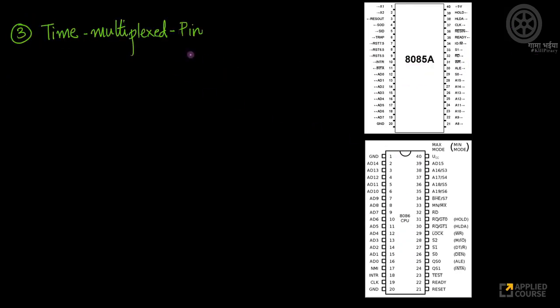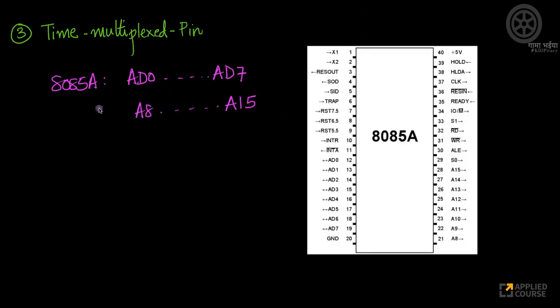Again, the same diagrams I've copied here. Okay, so then there is this concept called a time multiplexed pin. This is a very interesting idea. Look at your 8085A processor. You have these pins. Look at this, AD0 to AD7. So if you look at it from the perspective of the 8085 processor, you have AD0 to AD7, right? Then if you look at these address pins, you have A8 to A15. So now we've seen what all address bits are there, right? So let's understand a couple of things here.